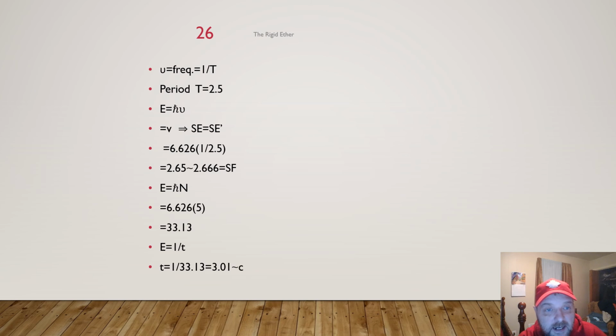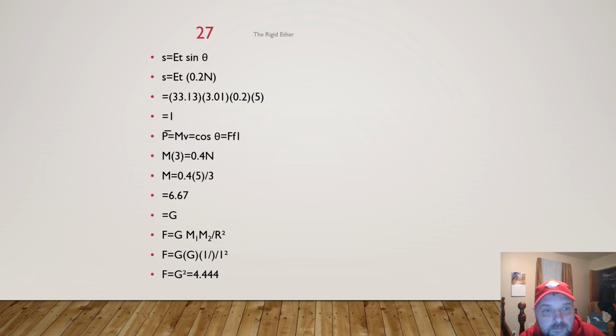And there is Planck's equation. We end up with the superforce, and we end up with the speed of light. And the top equation there is the cross product of energy and time, which is space. And we end up with 1. So the momentum, equal to mv, is the cosine wave. Force is equal to the sine wave.